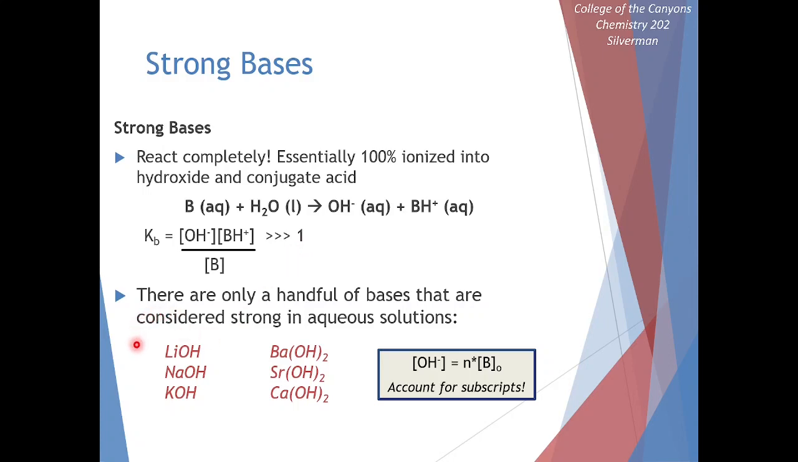Well, in reality, there are only a handful of strong bases, and actually these are going to be ionic compounds that dissociate to produce hydroxides. These are more the Arrhenius style bases, where they just dissolve completely because the positive counterion here is completely soluble.